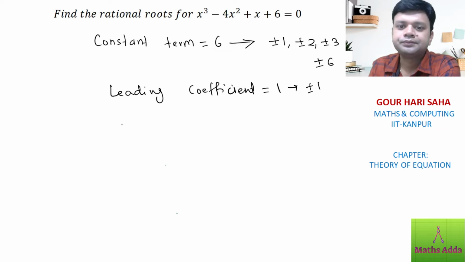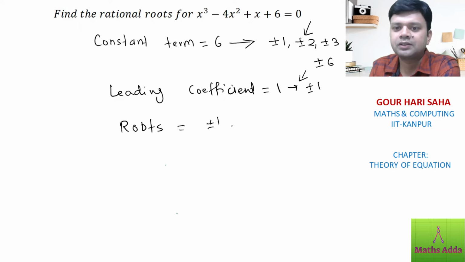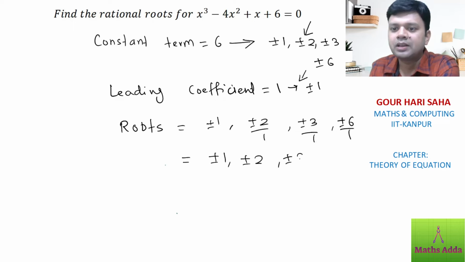Now what does this rational roots theorem say? It says the roots will be a factor of this by a factor of this. So it will be, if possible, 1 by 1. So it is plus minus 1, then plus minus 2 by 1, then plus minus 3 by 1, and then plus minus 6 by 1, right? So this means the possible rational roots are plus minus 1, plus minus 2, plus minus 3 and plus minus 6, right?